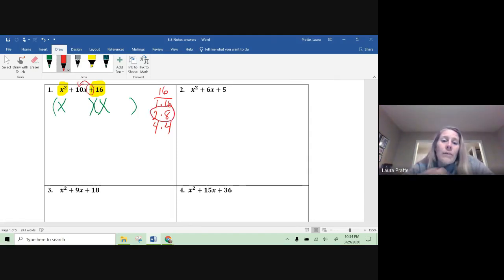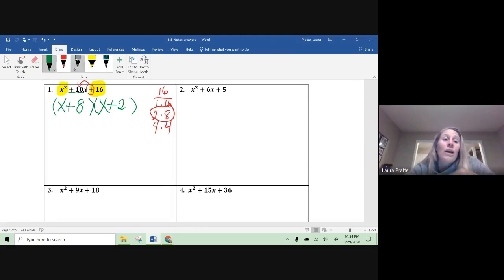So that would have to be 2 and 8. So we're going to put those in. I usually like to do the bigger number first, so I always put 8 and then the 2. And because they're going to add up to give us a positive 10, they're both going to be positive, because positive 8 adding positive 2 gives you that positive 10 in the middle, but if you multiply them, you get the positive 16.